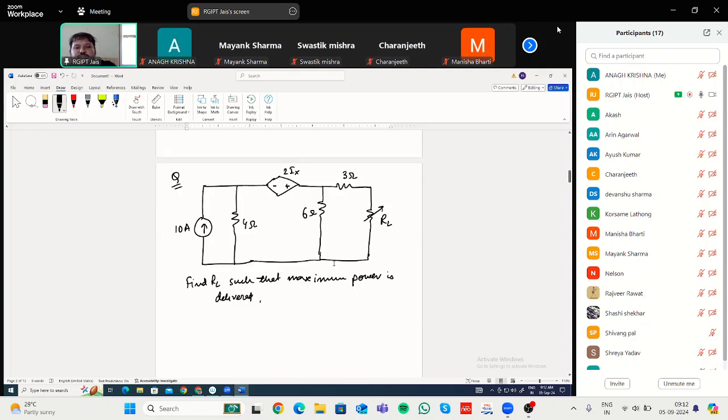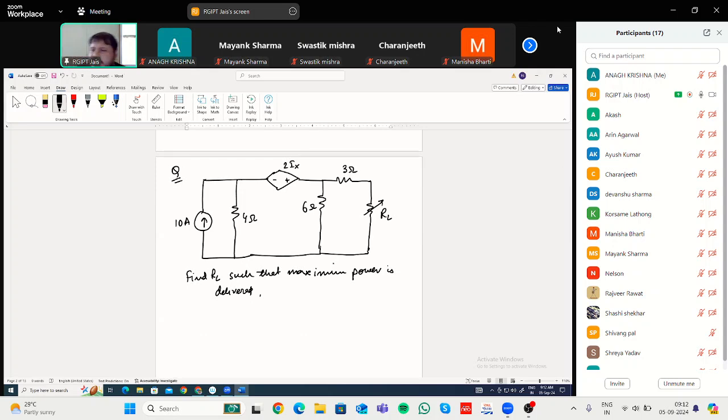That means you have to represent this circuit. The first step of the maximum power transfer theorem is to represent the given circuit using either Thevenin's equivalent circuit or Norton's. Anything you can do. So let us do Thevenin's. To find the value of VTH, you have to find the value of RTH, and then reconnect the load. Now, in this circuit, maximum power will be transferred when RL becomes equal to RTH.